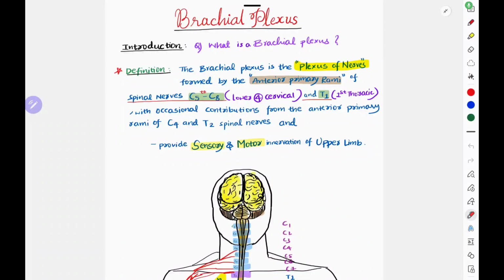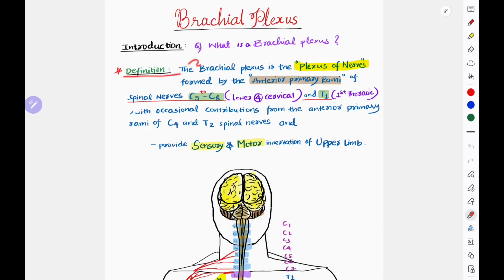Hi guys, we'll discuss the brachial plexus. So first of all, what is a brachial plexus? If anyone asks you what is a brachial plexus, what is your answer? To answer this, we'll discuss the brachial plexus now.